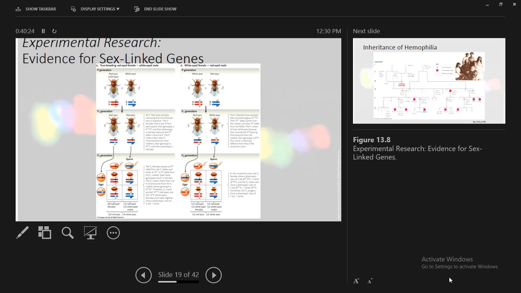What you'll find is that all 100% of the female offspring from this cross have red eyes. Some of them are carriers for the white-eyed allele, but all of them have red eyes. When you look at the males, half of them have red eyes, half of them have white eyes. So you learn something very quickly about sex-linked genes in mammals and Drosophila: whatever the trait is for the mutant copy or the recessive allele, it's always going to be more common in males than in females.